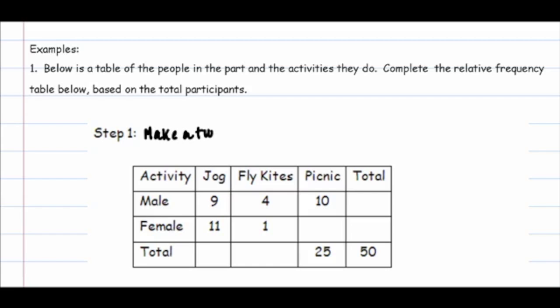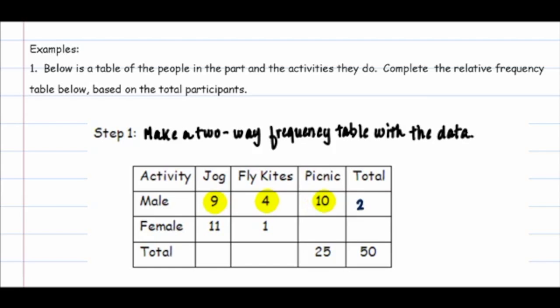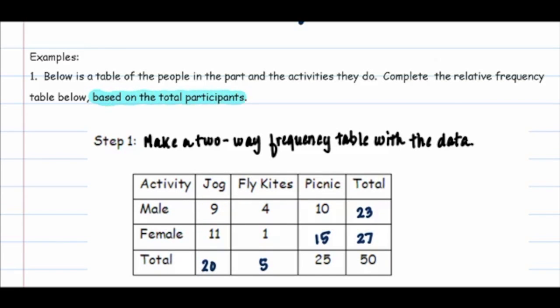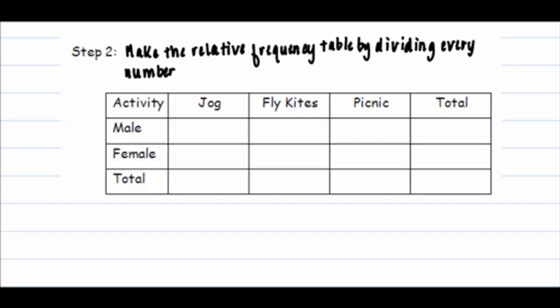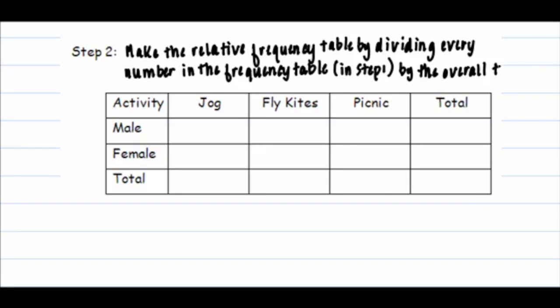In this example, we need to complete this frequency table before we even think about relative frequency. Notice that some of the totals are missing, so I'll just add and subtract and fill in the missing figures. Remember, we're going to base this relative frequency table on the total overall data. So we'll make this table by dividing every number in the data category by the overall total, in this case, by the number 50.